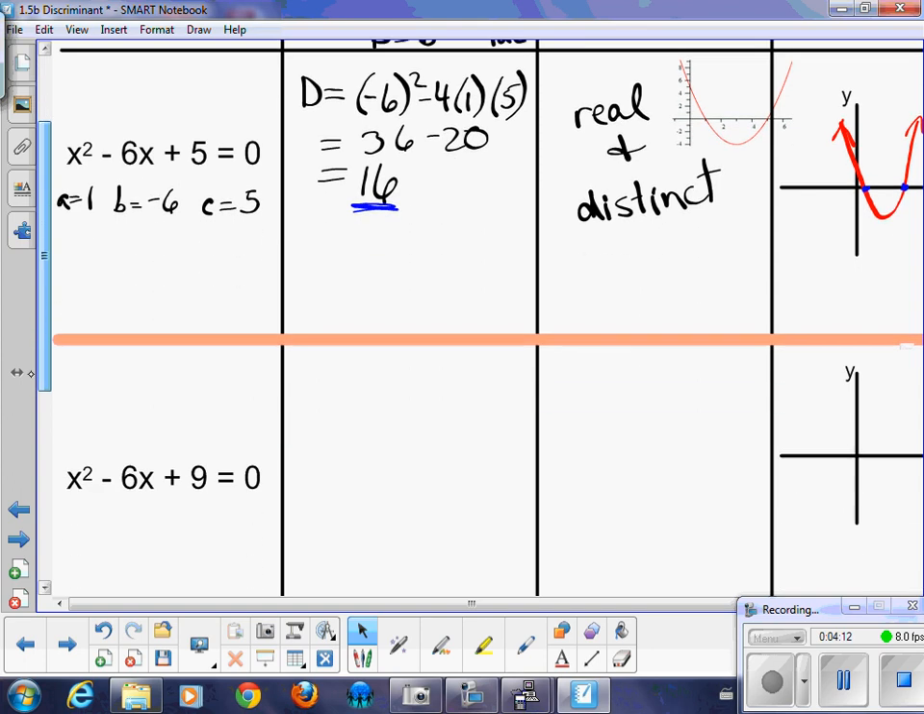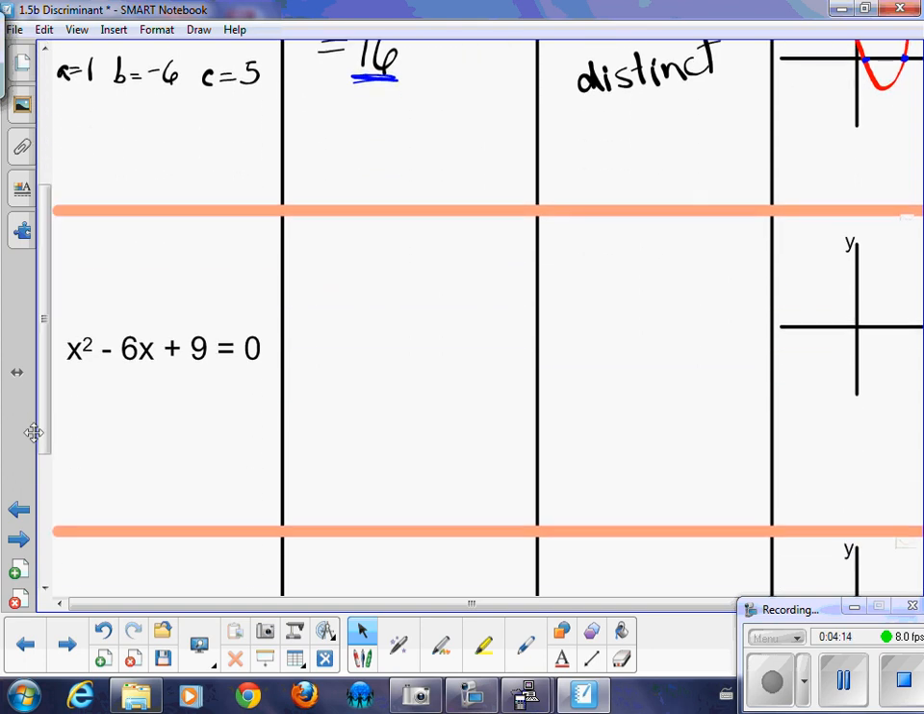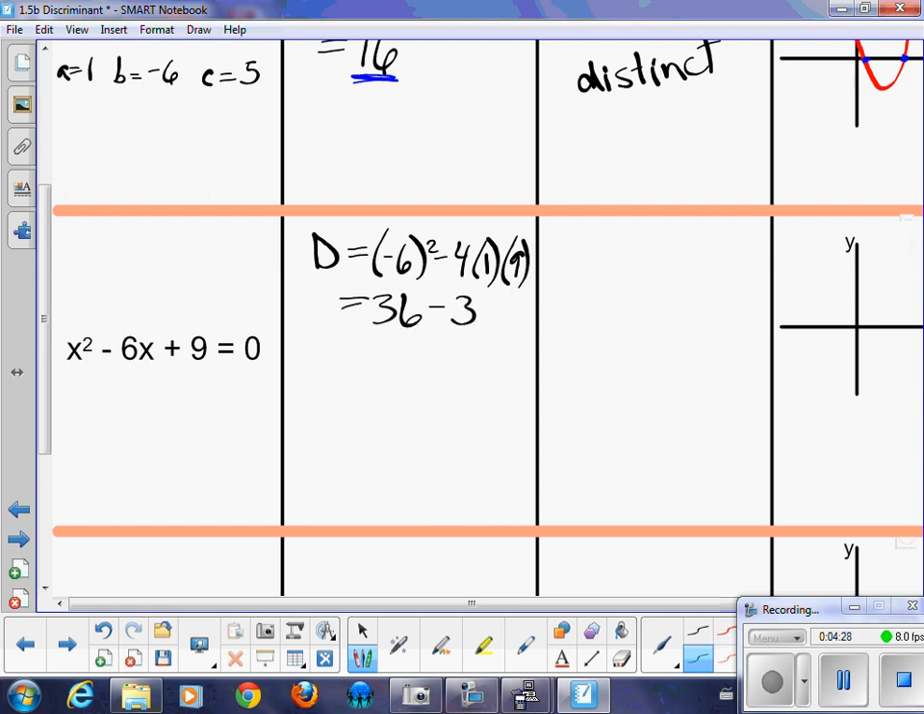Now, the second example. Let's try it. Our discriminant this time is -6 squared minus 4 times 1 times 9, and we end up with 36 minus 36, so we end up with 0. That means we have, again, real roots, but this time they're equal.